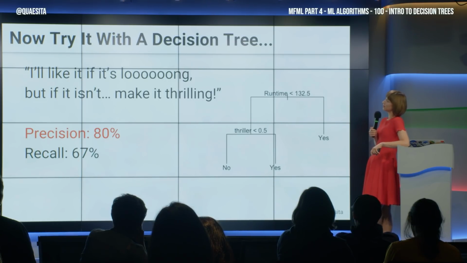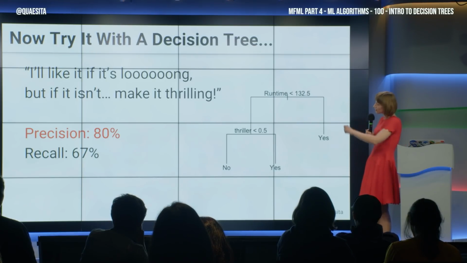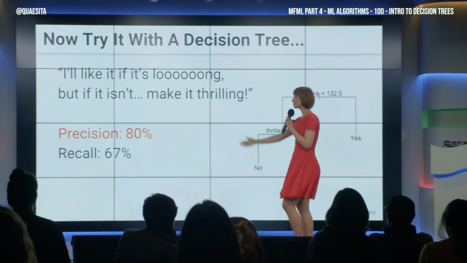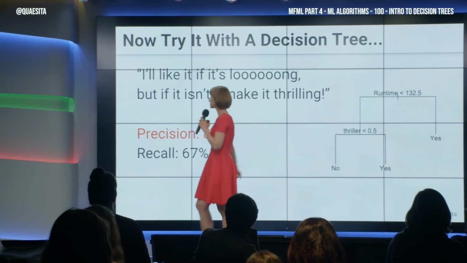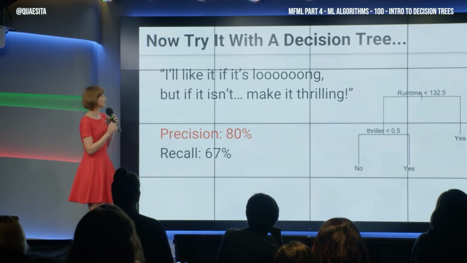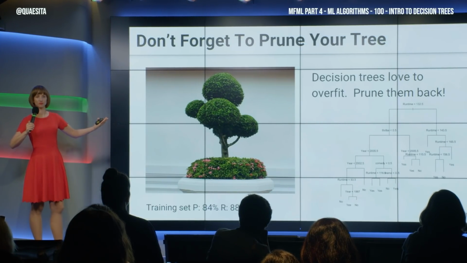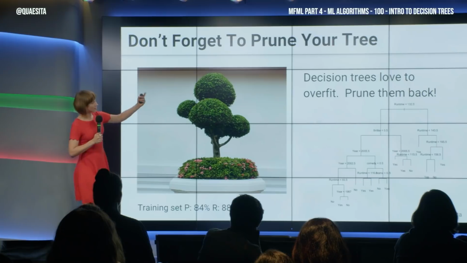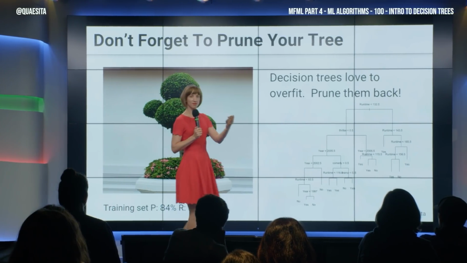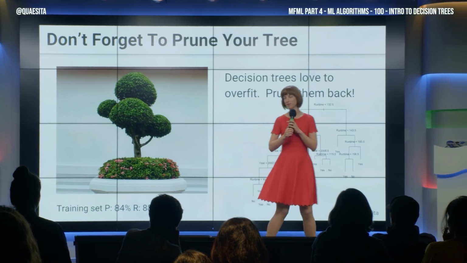I'll like it if it's long, but if it isn't, let's have a thriller. Slightly lower precision, but unfortunately this now covers 2/3 of my movie preferences in that set. So simple creature, simple creature. But I could have an even longer rule. A lot of decision tree algorithms, if you don't tell them to stop, they will just keep going and going, and they'll make you quite the tree.